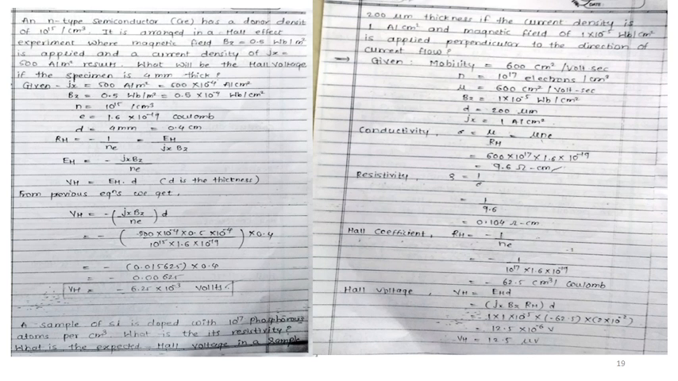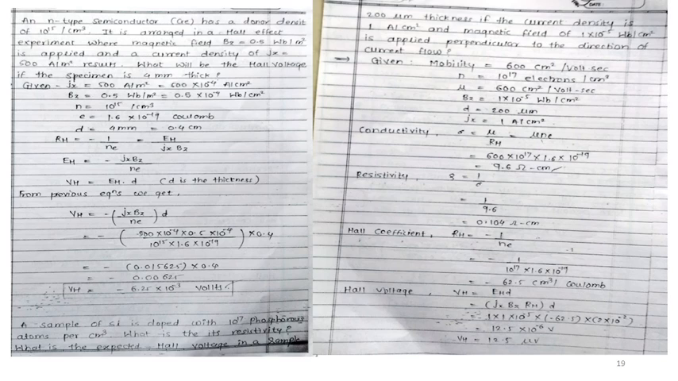Another example, if you have an N-type semiconductor, germanium has donor concentration density 10¹⁵ per centimeter cube. The data is given, Bz is equal to 0.5 Weber per meter square. Then we have to determine what the Hall voltage will be if the specimen is 4 millimeter thick.